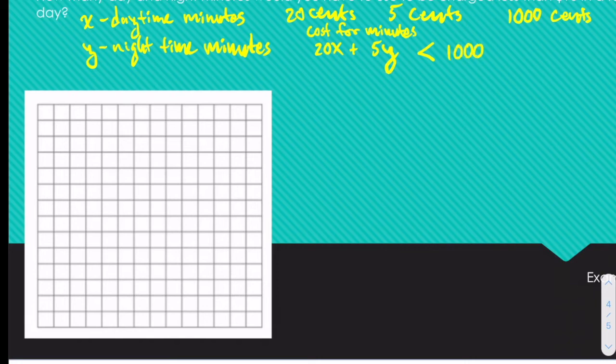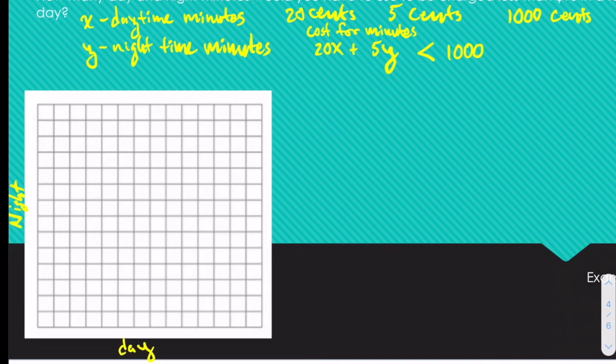Now we have an expression that represents, on the left-hand side of the inequality, the total cost for minutes, and on the right-hand side, the limit at which we want to spend. We want our total cost to be less than that, so this expression says 20x plus 5y is less than 1,000. The next thing to do is label our axes. The x-axis is our daytime minutes, so I'm just going to put day down there. And our y-axis is nighttime minutes, so I'm going to put night right here.